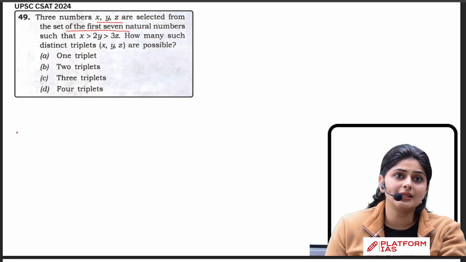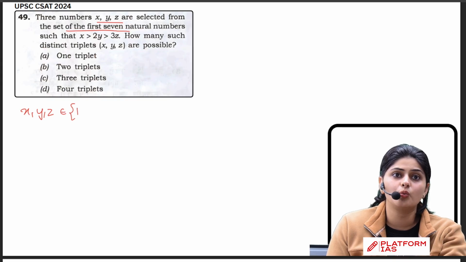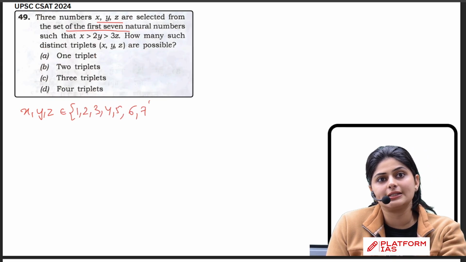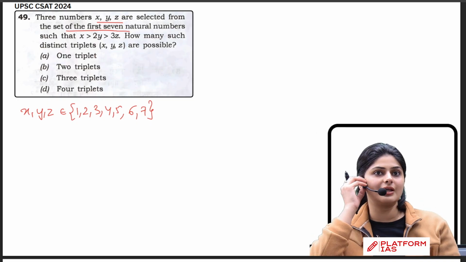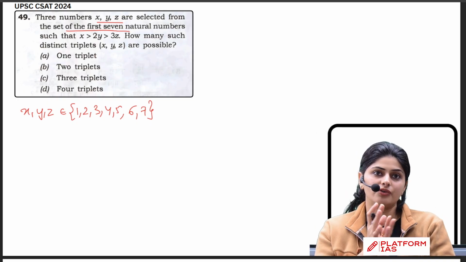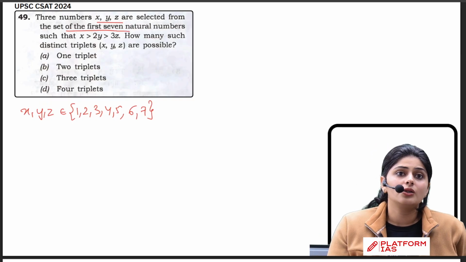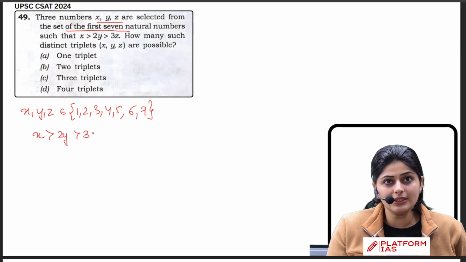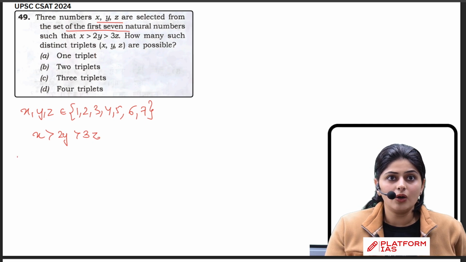Now the first thing that we notice is that x, y, z belong to 1, 2, 3, 4, 5, 6 and 7. These are the first 7 natural numbers. So x, y, z can take values only from this set. Now the condition says x is greater than 2y is greater than 3z. Now x should be less than or equal to 7.